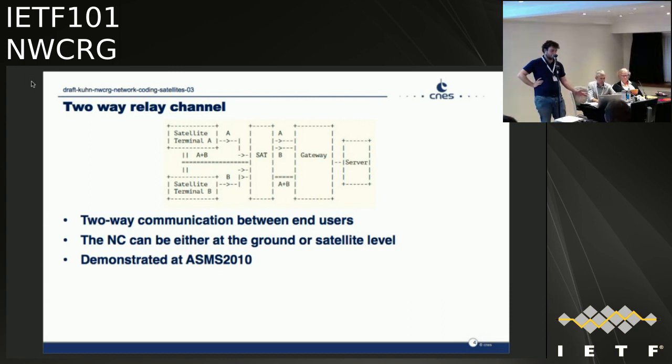Basically, this is the use case where you have two satellite terminals under the same beam that are speaking to each other. The satellite terminals send A and send B, and then the satellite combines the two and sends the combination of the two signals to each of them. That can result in huge bandwidth savings, and it has been demonstrated in ISMS 2010.